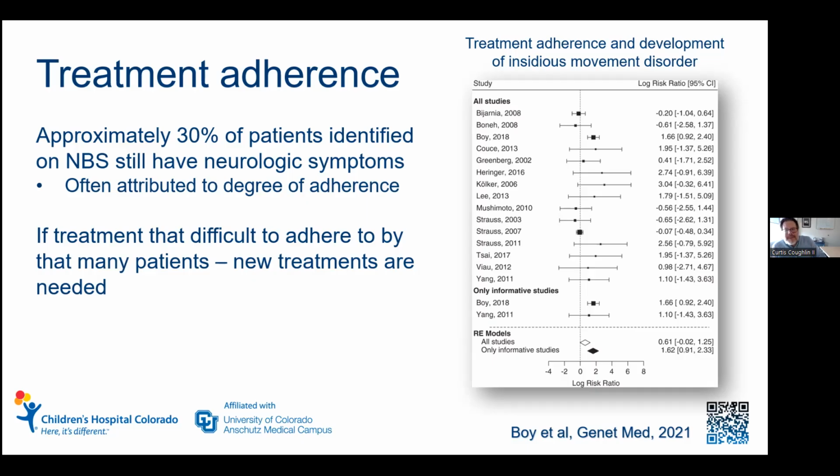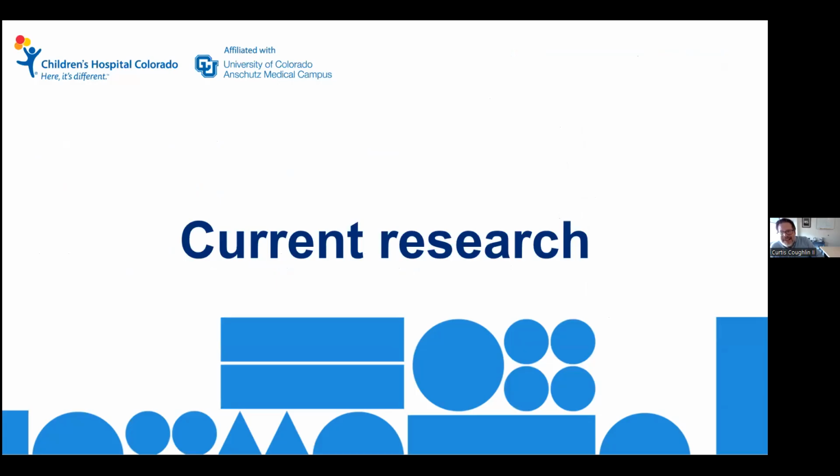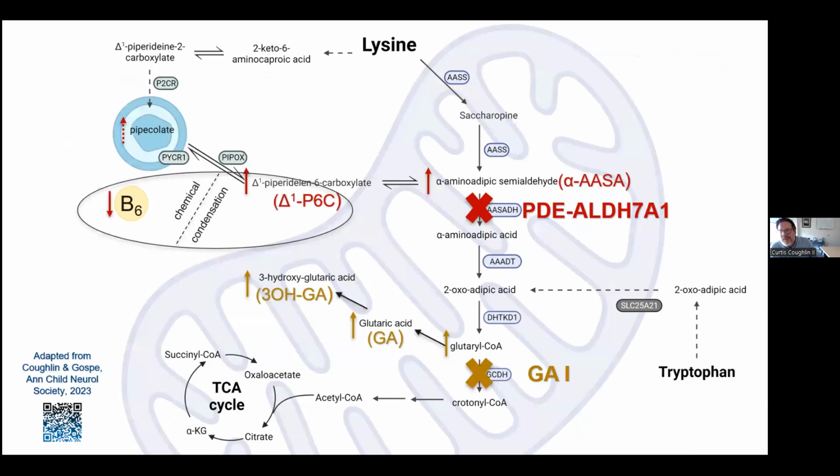There are new treatments coming out. I know I'm about to end on just some highlights. These are not things that you can use clinically, but just really important things to think about. So again, for PDE and GA1, they're both involved in lysine metabolism. And a whole lot of groups have thought about using some inhibition of this first step in lysine metabolism to limit the accumulation of all of these metabolites.